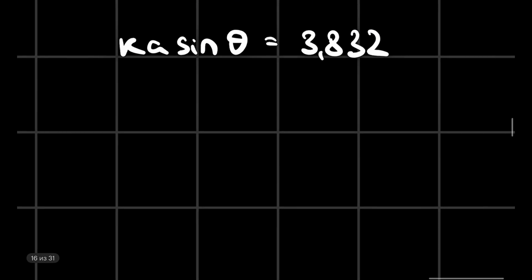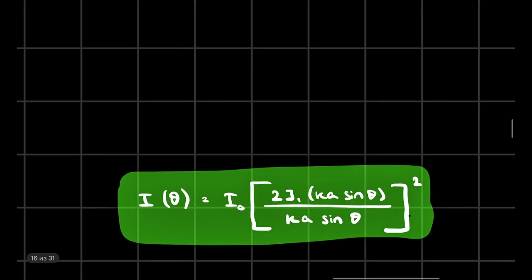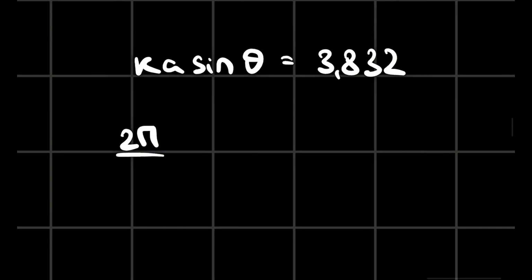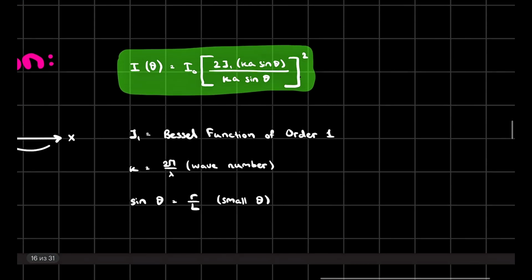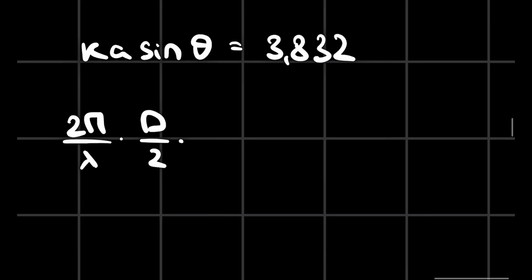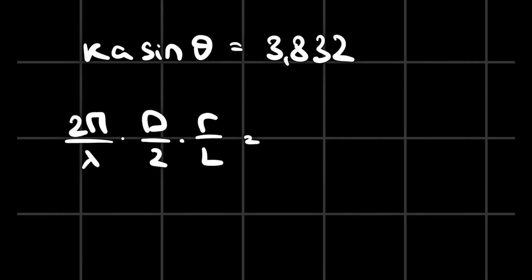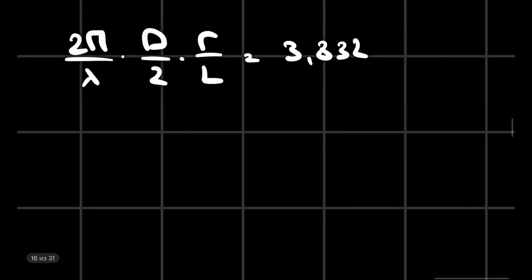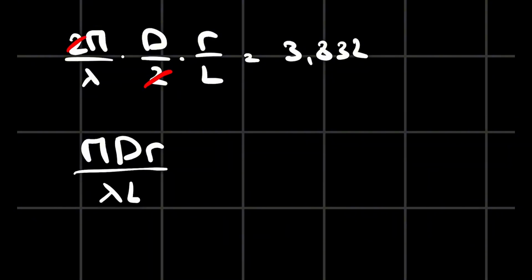Right now let's open these factors by their meanings. k is 2 pi divided by lambda. A is half of the diameter. Sine theta is r divided by L. Then this thing would be 3.832. Let's cancel these twos out. Then, as you can see here, we would have pi d r divided by lambda L equals 3.832.